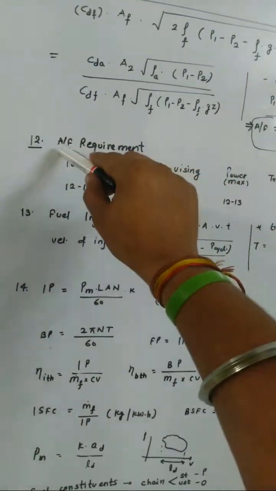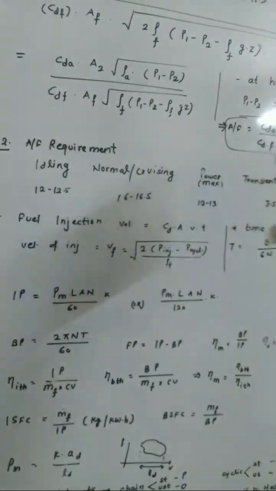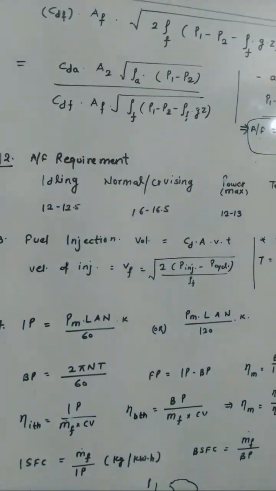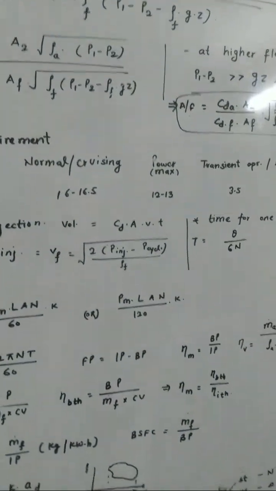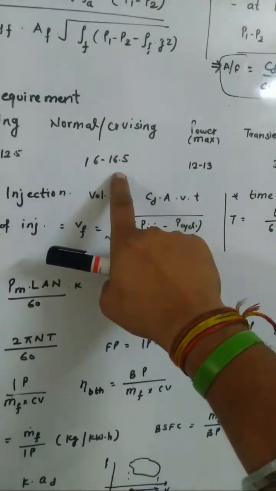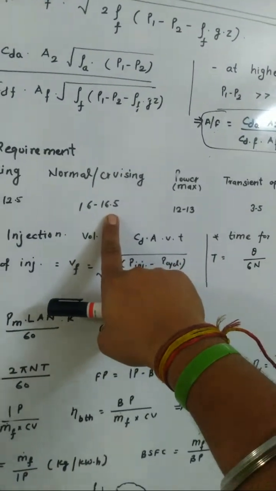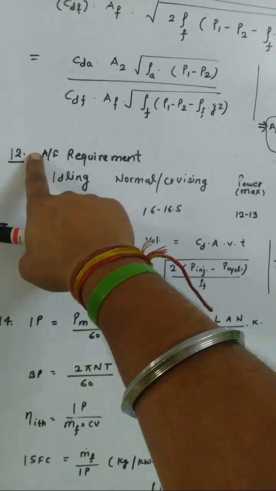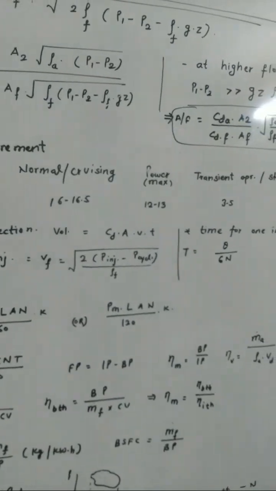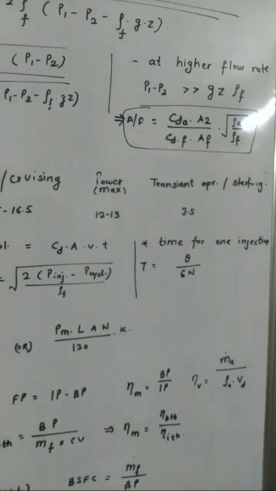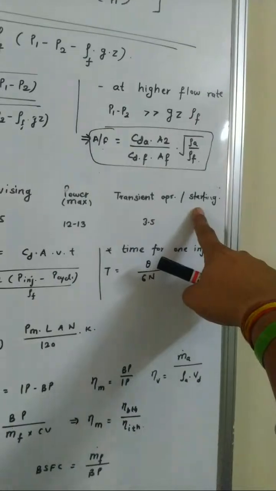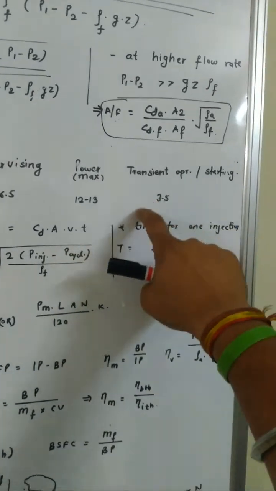Sometimes it is asked in exams, the air to fuel ratio requirement in different conditions. Suppose idling, so the air to fuel ratio is like 12 to 12.5. In normal cruising condition it is 16 to 16.5. It is higher, which means we need less fuel in this range, more air, because the ratio is air to fuel. So 16 to 16.5 means lean mixture. Power, the maximum power range, the air fuel ratio is 12 to 13, and in transient operation or like starting, it needs a very rich mixture.